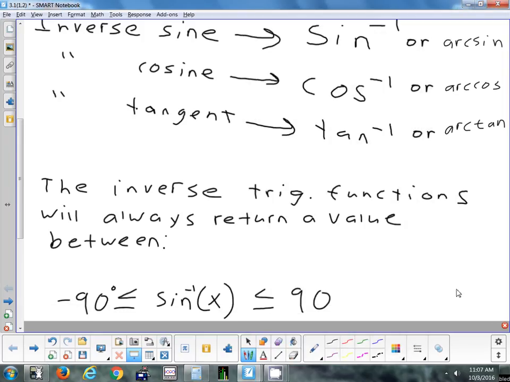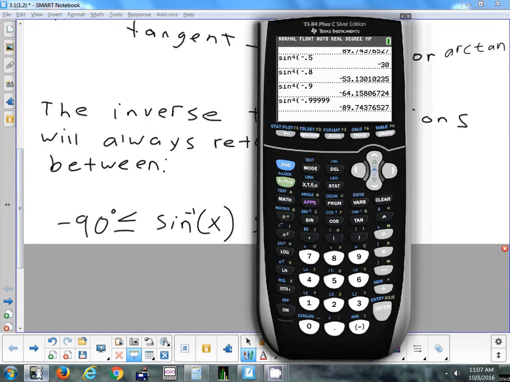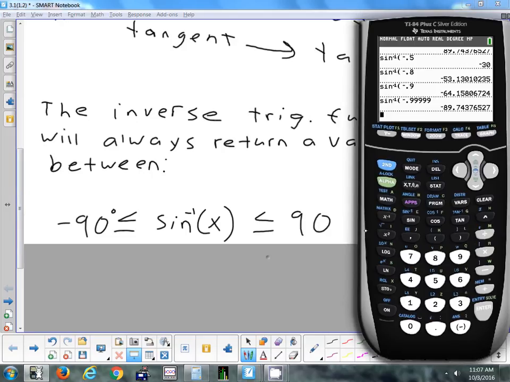Okay, so when you do inverse sine, you'll always get an answer between negative 90 and 90. And technically, I can do negative 1, I just can't go past it. If I do negative 1, that's where I hit negative 90. And if I do positive 1, that's where I hit positive 90. You just can't go past these two numbers.